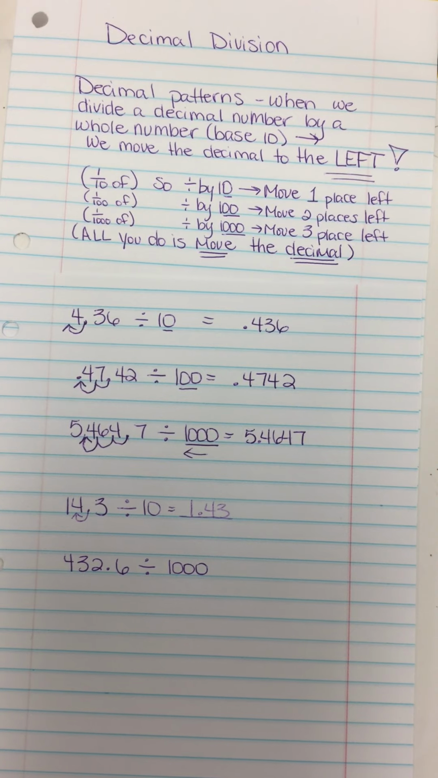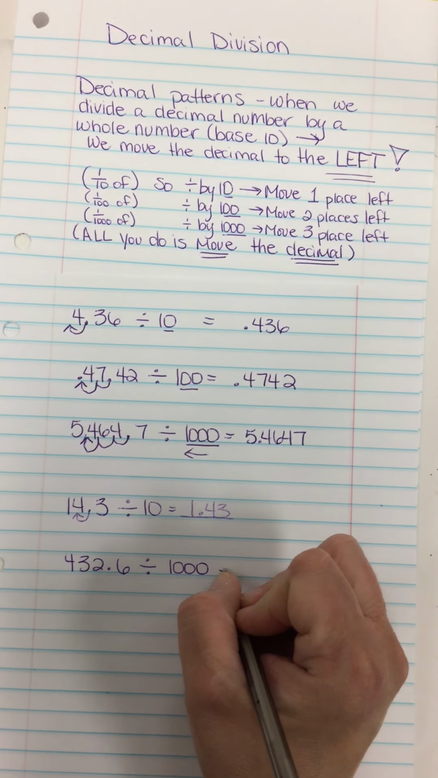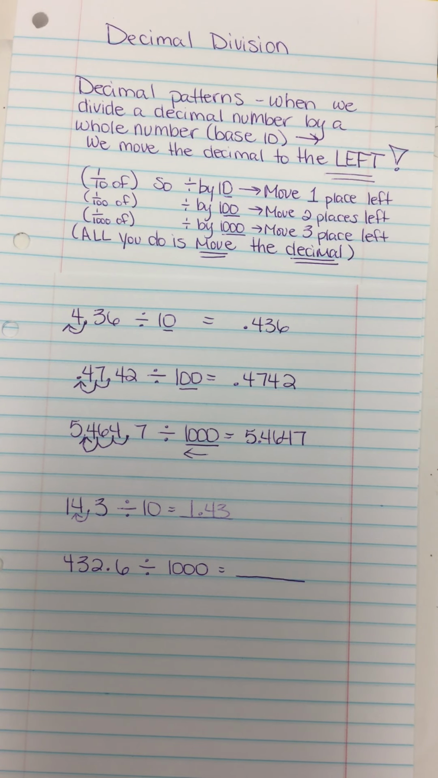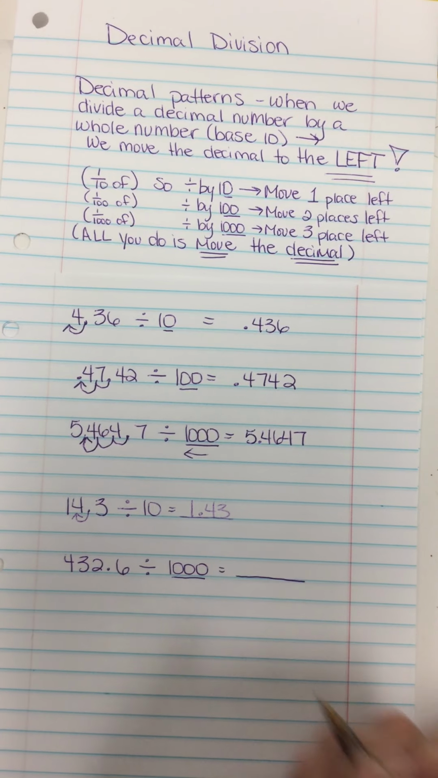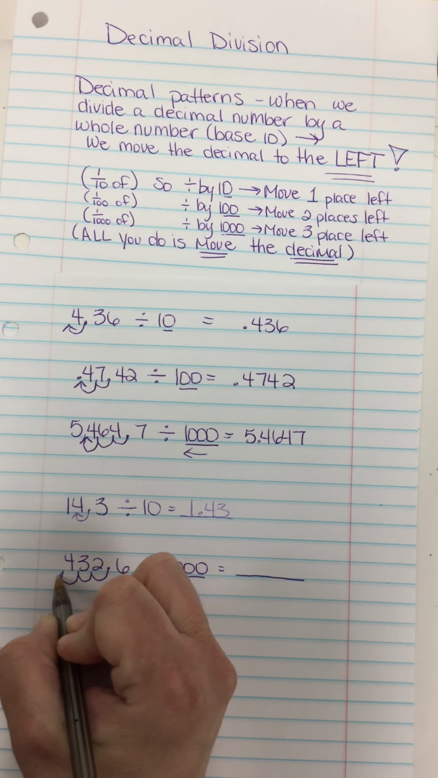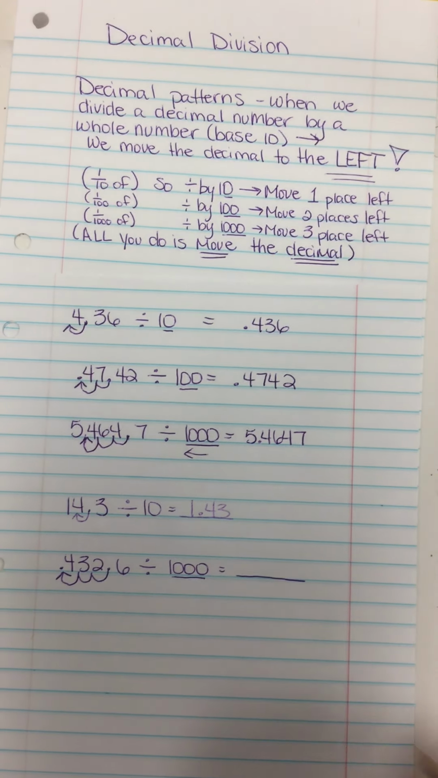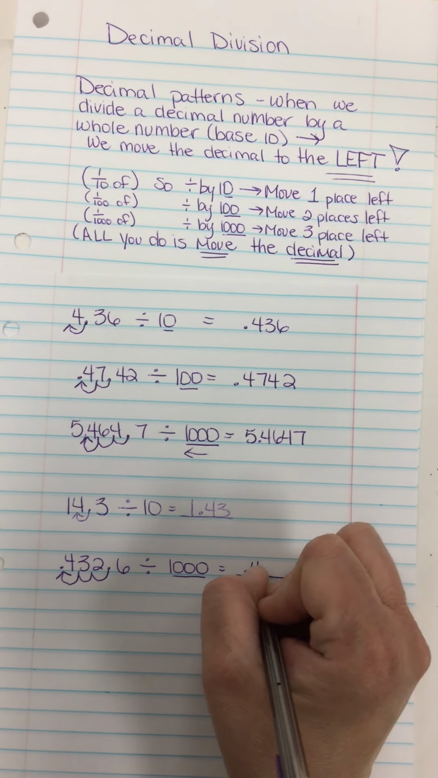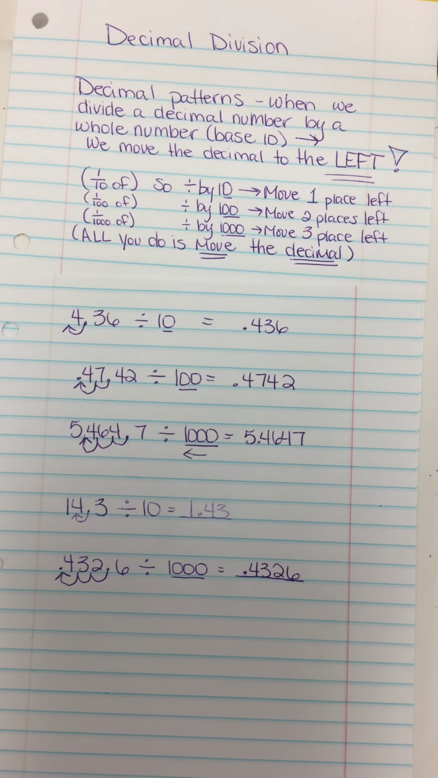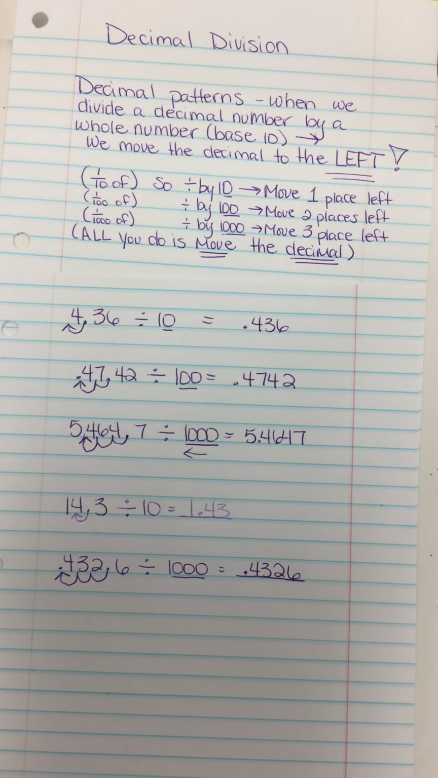Okay, try this one. 432 6/10 divided by 1,000. Okay, 1,000 has 3 zeros. So we're going to move that decimal 1, 2, 3 places. So it's now in front of the 4. So it's decimal 4, 3, 2, 6. You notice I'm not doing any division. I'm simply moving decimals from one place to the next. That's all you're doing, is moving the decimal.